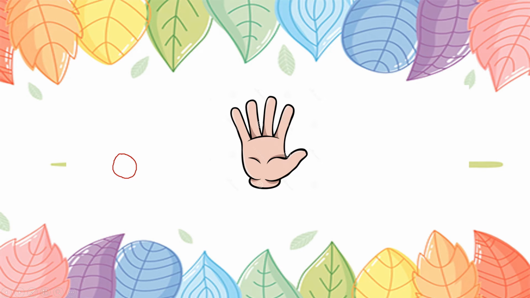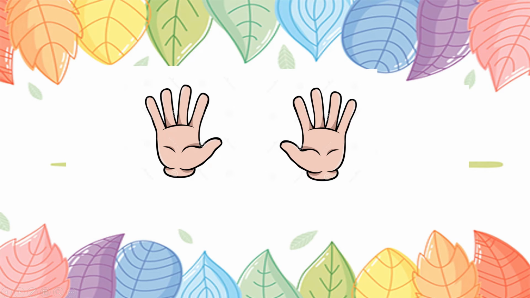Now you have taken out 5 fingers. Let us count: 1, 2, 3, 4, 5. We will start from 1, 2, 3, 4, 5. Okay. So there are 5 fingers. Now take out your other hand. Now how many fingers are there? Here are 5 fingers. You have counted them all.